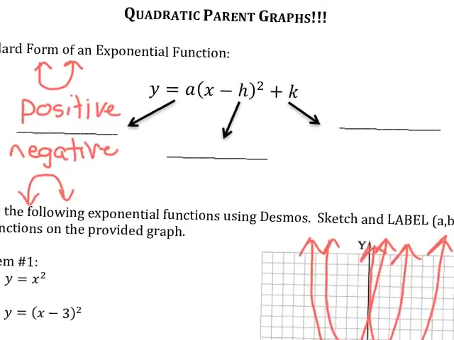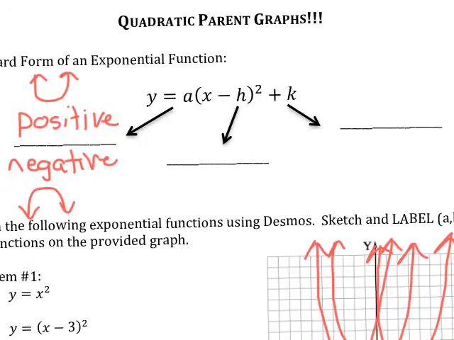So let's go up here to H. We're going to say horizontal shift. And this way is going to be positive. This way is going to be negative. Left is positive. Right is negative.